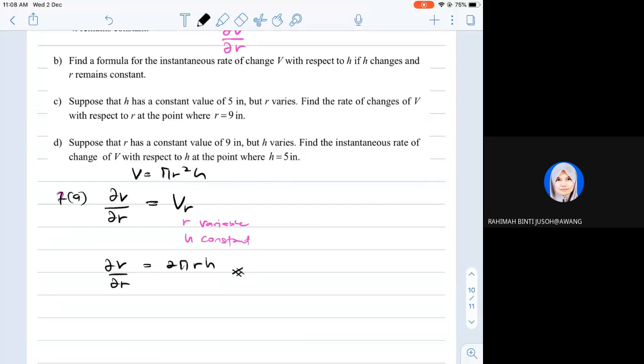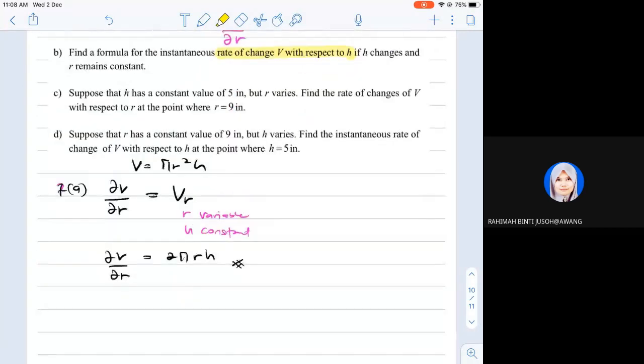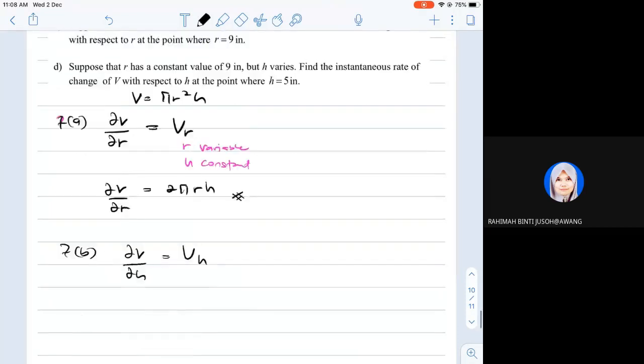Question B. Dia nak formula je kan? Itu je lah. Question B, find the rate of change of V with respect to H. Okay, rate of change of V with respect to H. So 7B, we have del V over del H. Okay, so VH. All right.